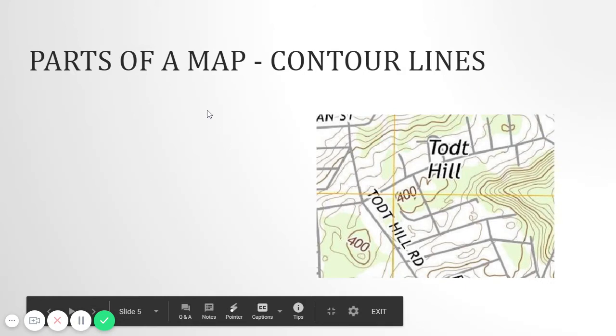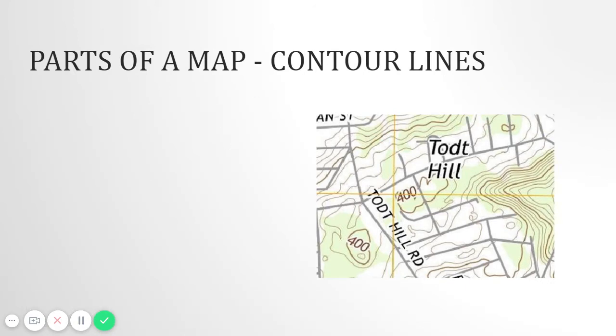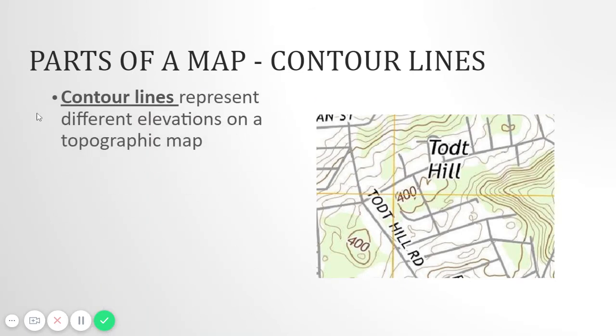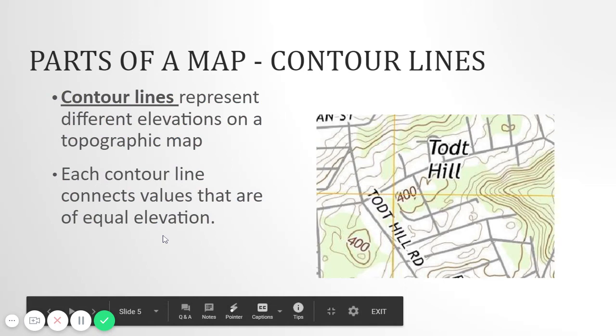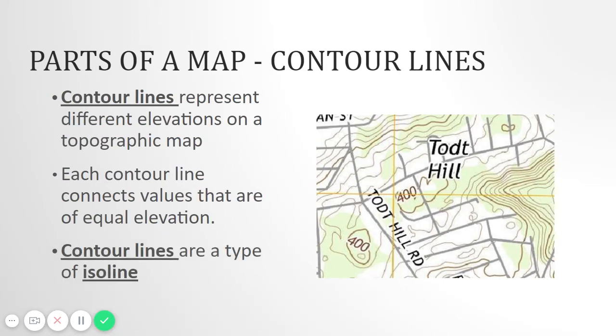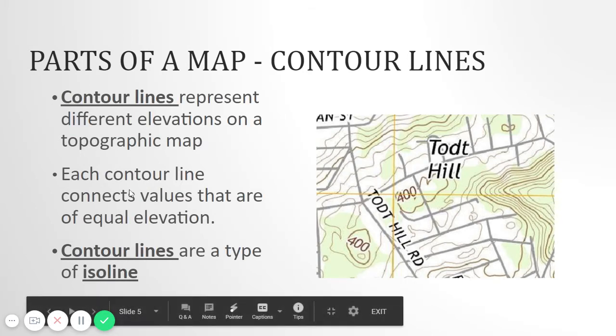So let's look at some of the parts of a map. We're going to start with contour lines. I said those were going to be the most important thing. These represent different elevations on a topographic map. Each contour line connects values that are of equal elevation. Contour lines are a type of isoline. So the next lesson we'll talk about isolines.